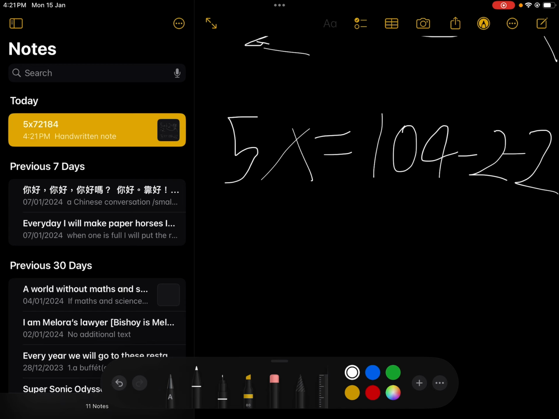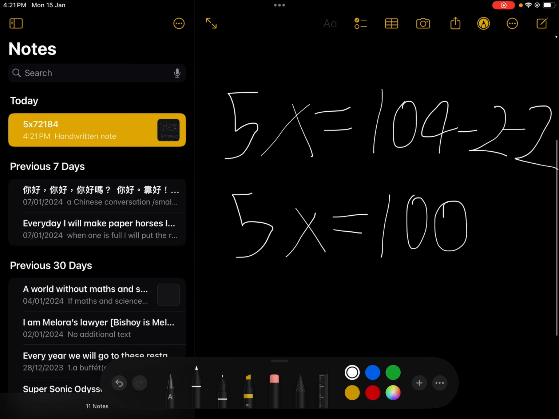Now we can simplify this by saying 5x equals 100. We can say this because 104 minus 2 equals 100. So we can see 5x equals 100.